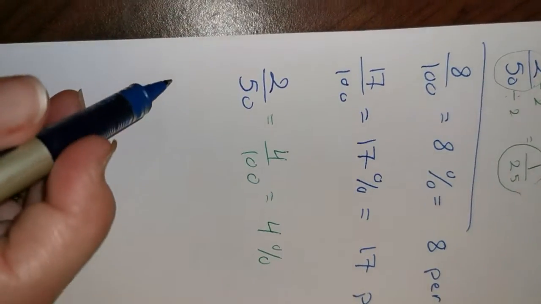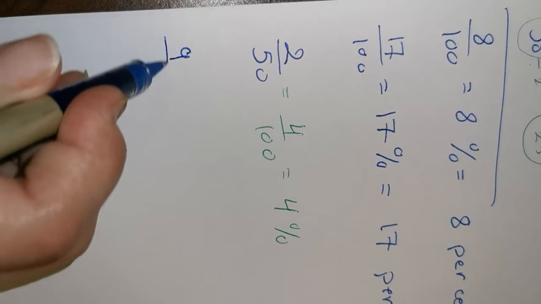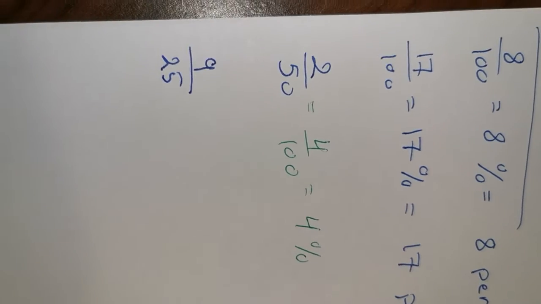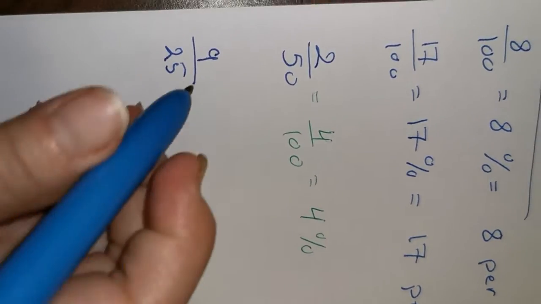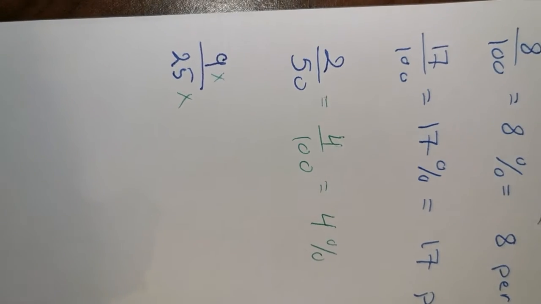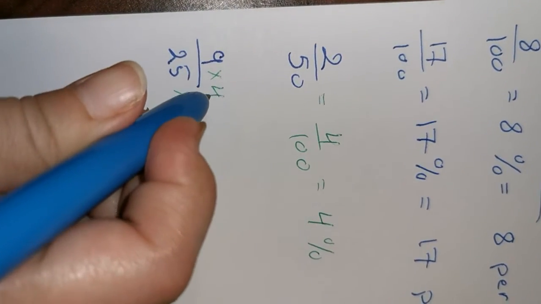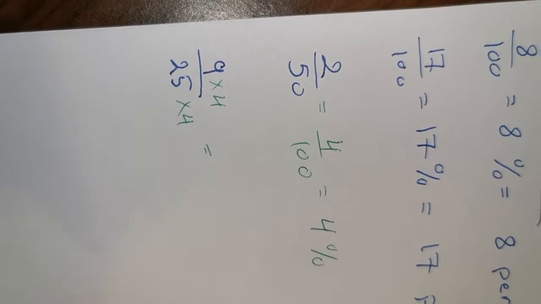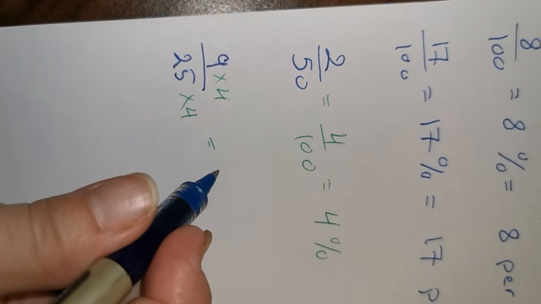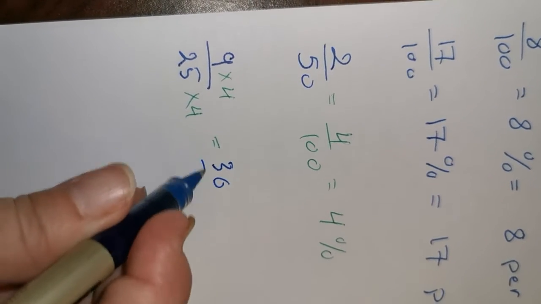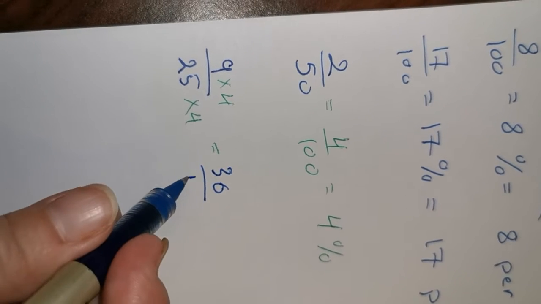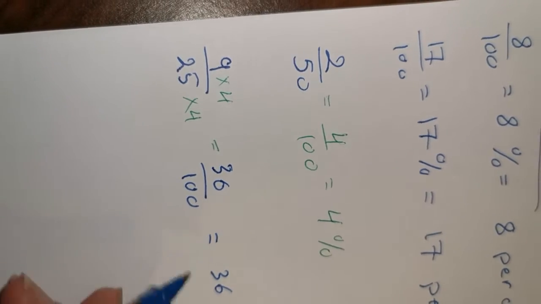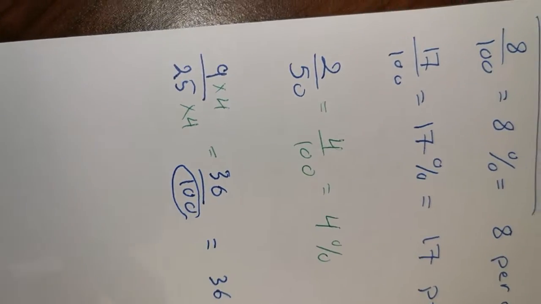One more example. 9/25. You can't write a percentage since you have 25, but you can multiply both sides by 4, because 25 times 4 is equal to 100. So this fraction is equal to 36/100, which is equal to 36%. So instead of this 100, you will write the percentage sign, okay?